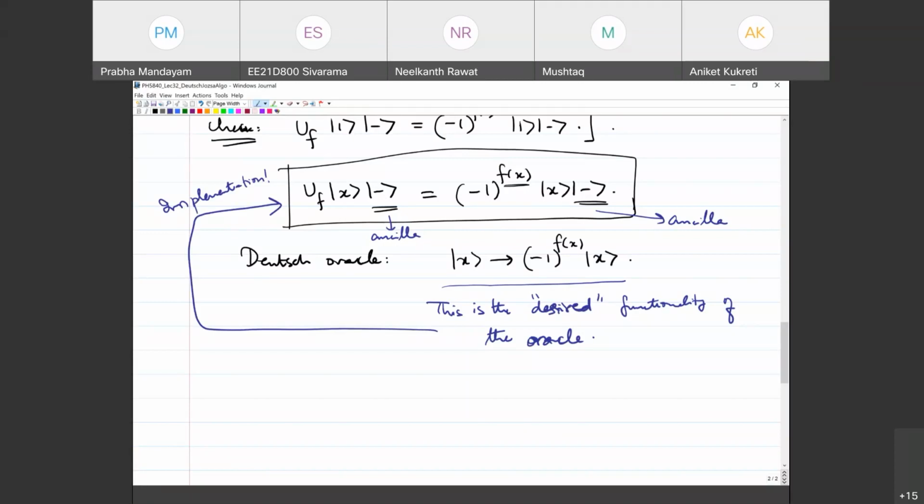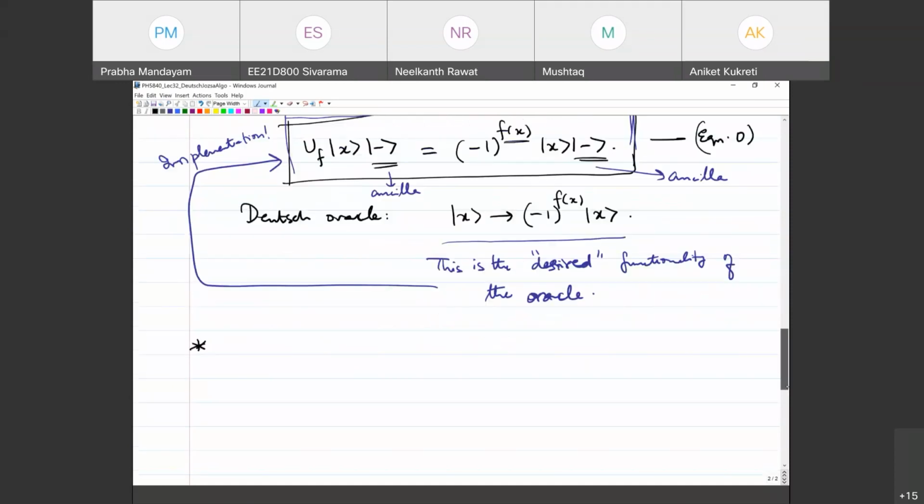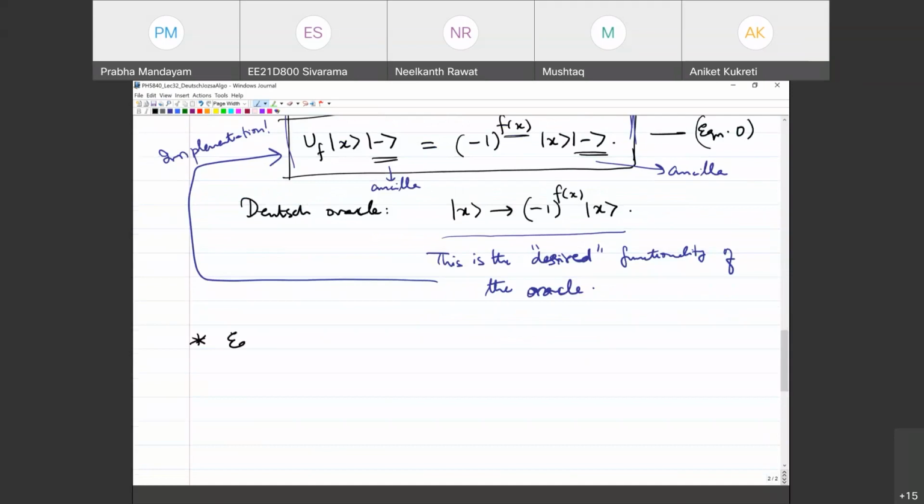Okay? So please understand this functionality. If there's anything unclear about this, let me know. Because now the Deutsch algorithm is very easily described. So now, once you have this, I will call this equation O, because this is the key oracle equation that I need, right? So equation O essentially describes the quantum oracle.